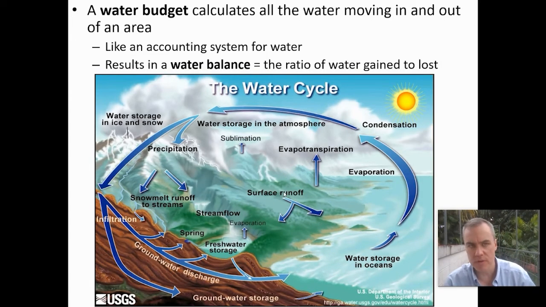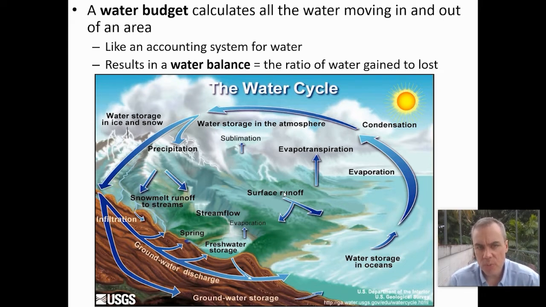Hydrologists are people that study water, and they make water budgets. They calculate all the water coming in and out of an area. It's basically like an accounting system for water. And out of that, they produce what's called a water balance. It's the ratio of water gained to lost in that area. It could be a farm, it could be a city, it could be in a park, something like that.